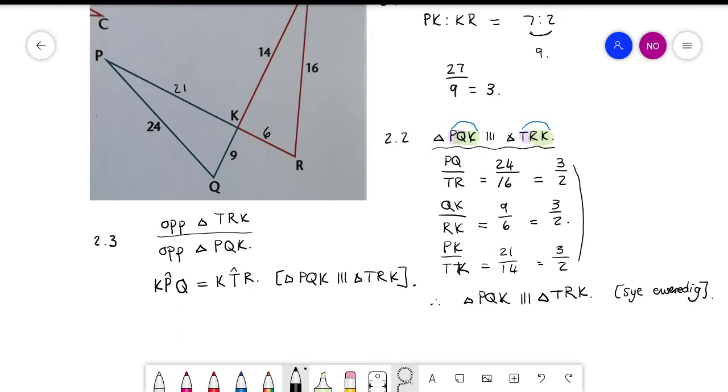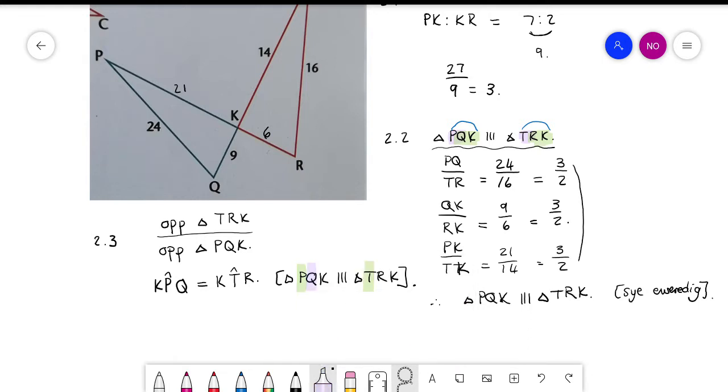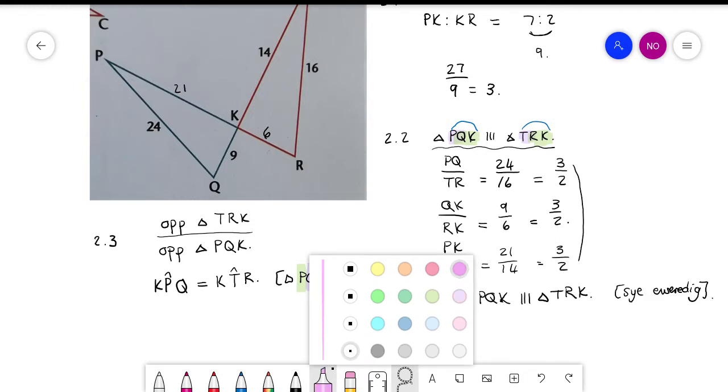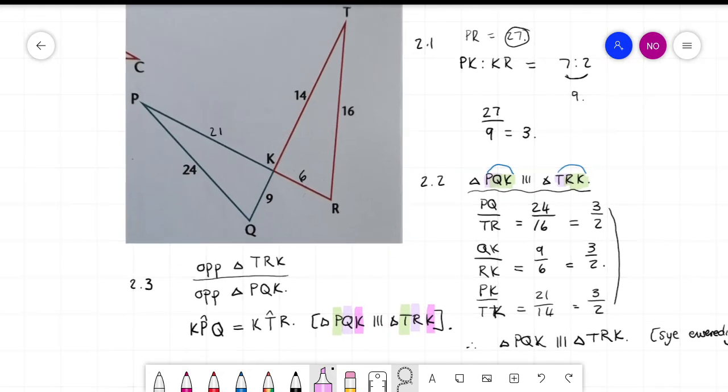Onthou gelykvormigheid sê vir ons, daai hoek is so groot soos daai hoek. En daai hoek is so groot soos daai hoek. En daai hoek is so groot soos daai hoek. So I just took the first ones. Okay. Which you can do, but now you just have to lekker focus.